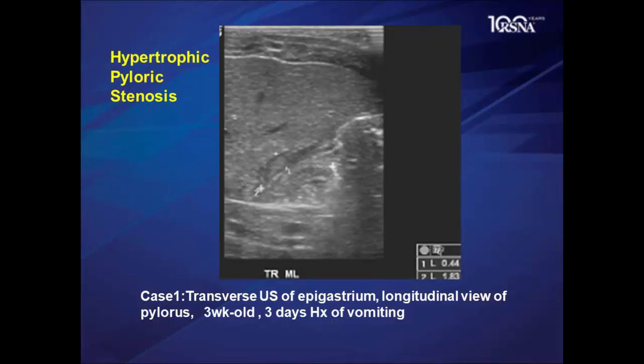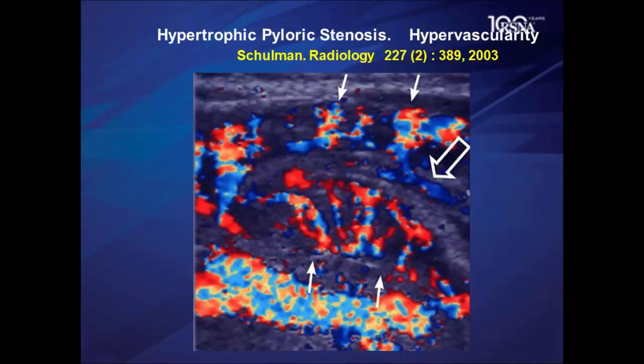This is what on high resolution with color Doppler pyloric muscle would look like. It's very angry, thickened, hyperemic. It's like an angioneurotic edema, which tells you the possible etiopathogeny of pyloric stenosis.